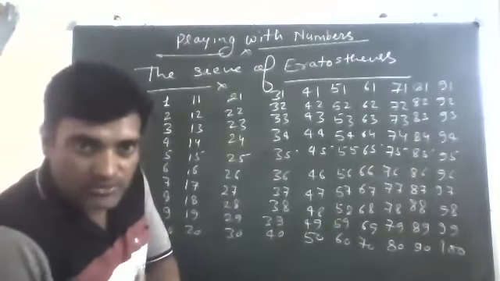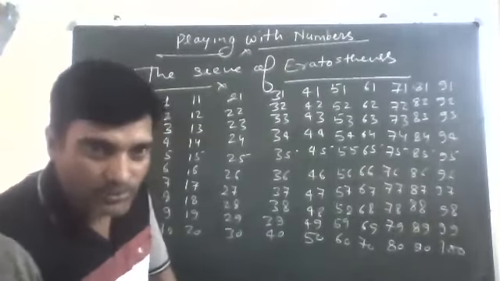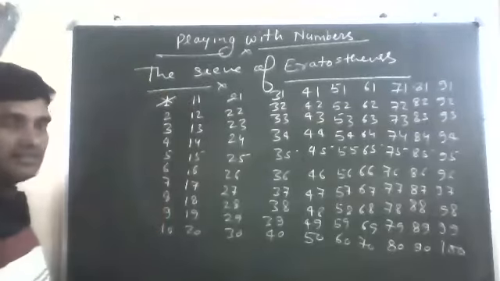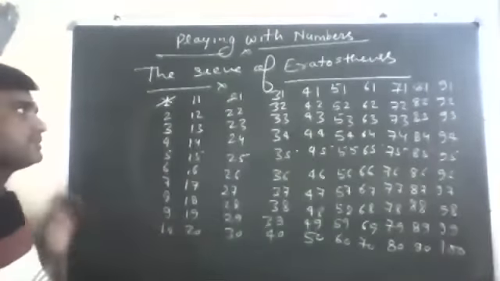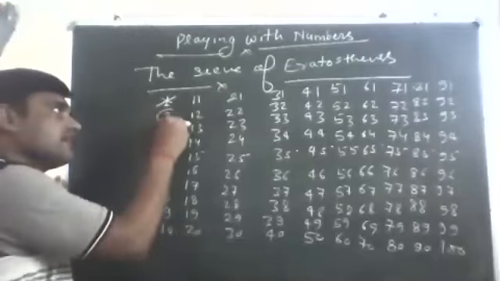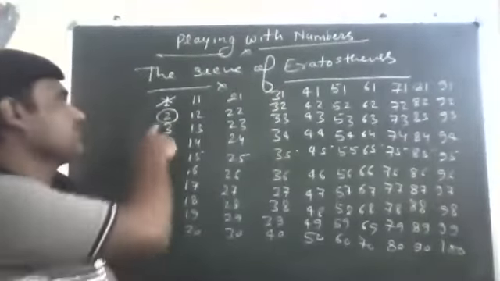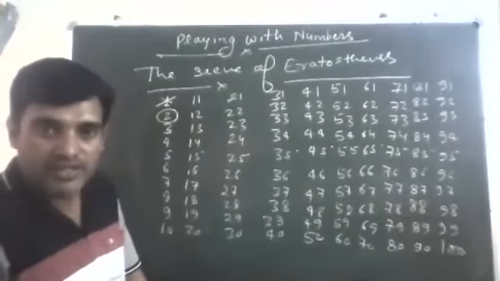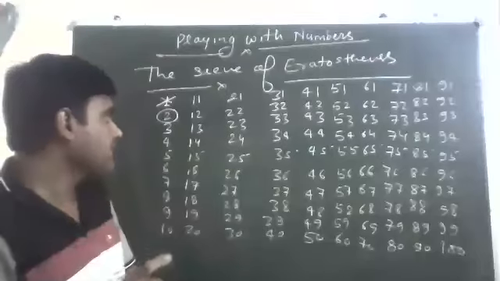Now, with the help of this method, we find the prime and composite numbers. First, we cross out the 1 because 1 is neither a composite number nor a prime number. Now, in the next step, circle 2, because 2 is the smallest prime number and it is the only even prime number.